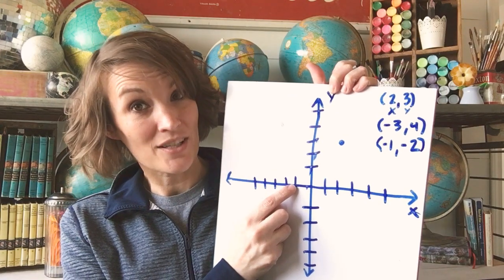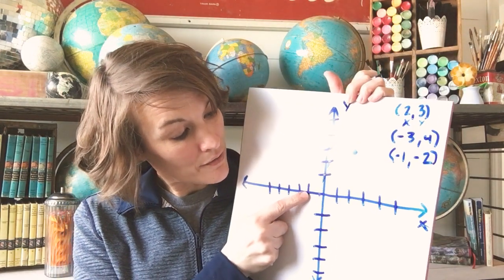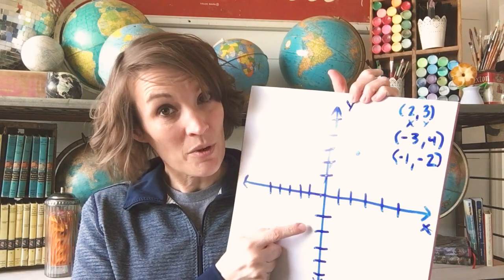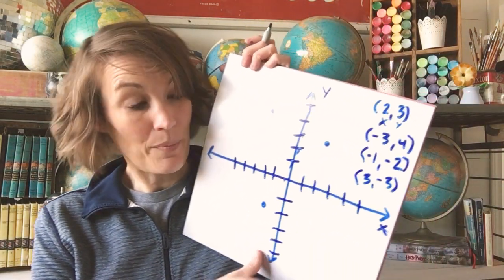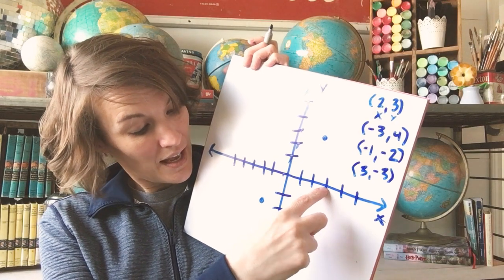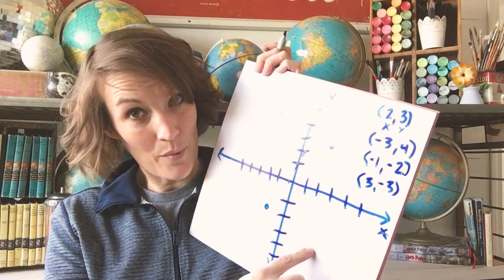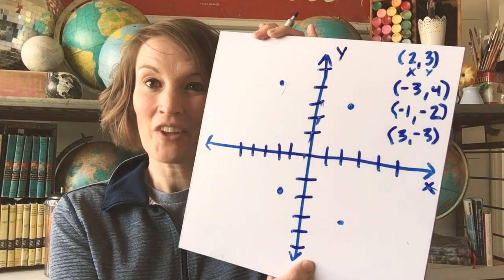Next, let's go (-1, -2). So here my x is -1, so I go to -1 on my x-axis, and then I go down from this point to -2. So I'm going to put my point right there. That is (-1, -2). Lastly, let's go (3, -3). So I go to +3 on my x-axis, and then I move down to -3 on my y-axis. So that point's going to be about right here. Okay?